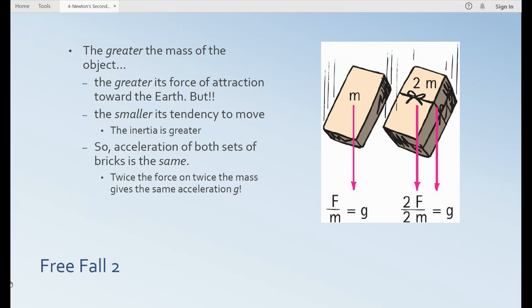So, for instance, let's look at our one mass brick. The force of gravity divided by the mass of that brick is going to equal our acceleration g. But if we double the force pulling on the brick and double the mass, well, 2 divided by 2 is still 1. We're still going to have g, our acceleration, 10 meters per second squared. So the greater the mass, sure, the greater the attraction by gravity, but also the greater the inertia.